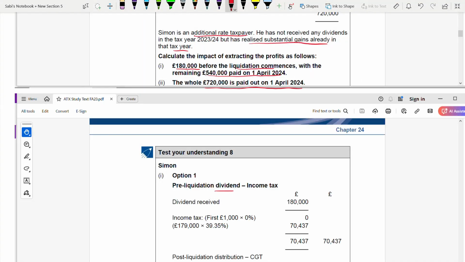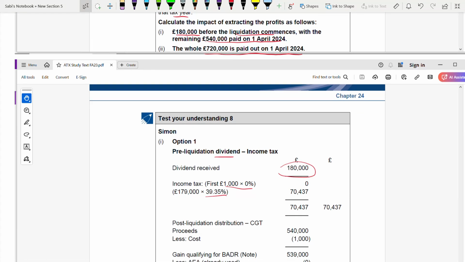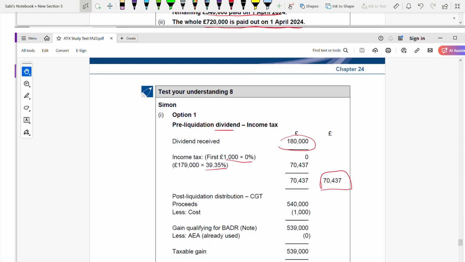If it's before the liquidator is appointed, it's a dividend. So 180 before liquidation commences. Of this 180, the first 1000 will be taxed at 0, the remaining will be taxed at the additional rate, not basic or higher. So this is your income tax. Now the remaining 540 proceeds post liquidation is CGT. If it's post liquidation, it is CGT.